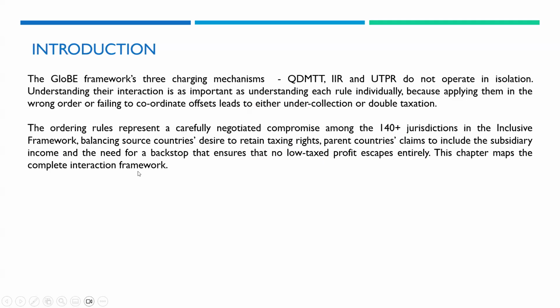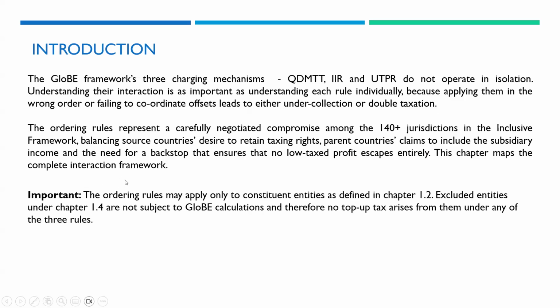See, if you take the jurisdictions of an MNE group, if there is any tax that is coming from the constituent entity, the jurisdiction of that constituent entity would like to charge, right? The holding company, the parent entity, would also like to charge because we are having substantial control. And in the midst of all these, there would be taxes which are lost also. That is why we have three charging mechanisms. Let's understand how they interact.